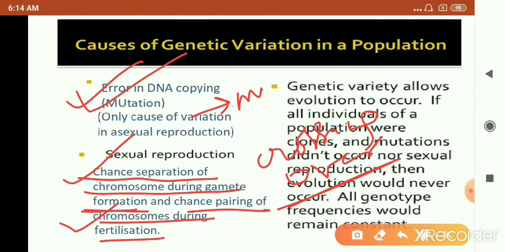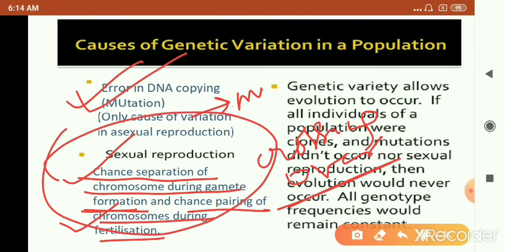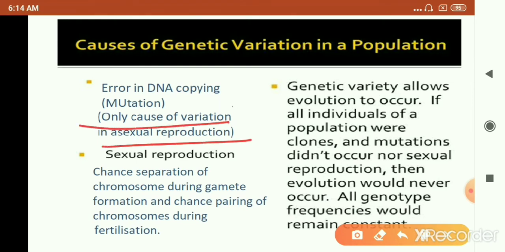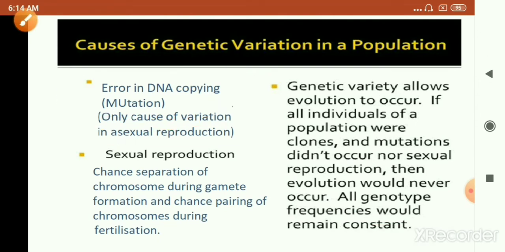But this variation will not affect the individual or the cell, because it's passed from the individual to the next. It's not only because of error in DNA copying, it's because of all these events occurring. That's why the young ones of sexually reproducing organisms are not an exact copy. But in asexually reproducing organisms, the young ones are an exact copy of the parent, because the variations produced in asexual reproduction are only due to error in DNA copying.